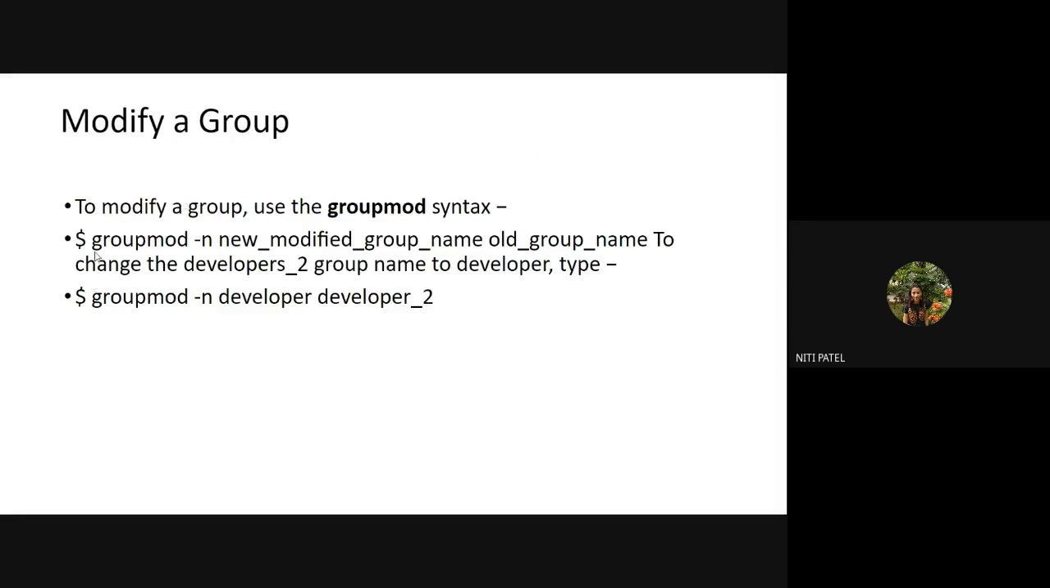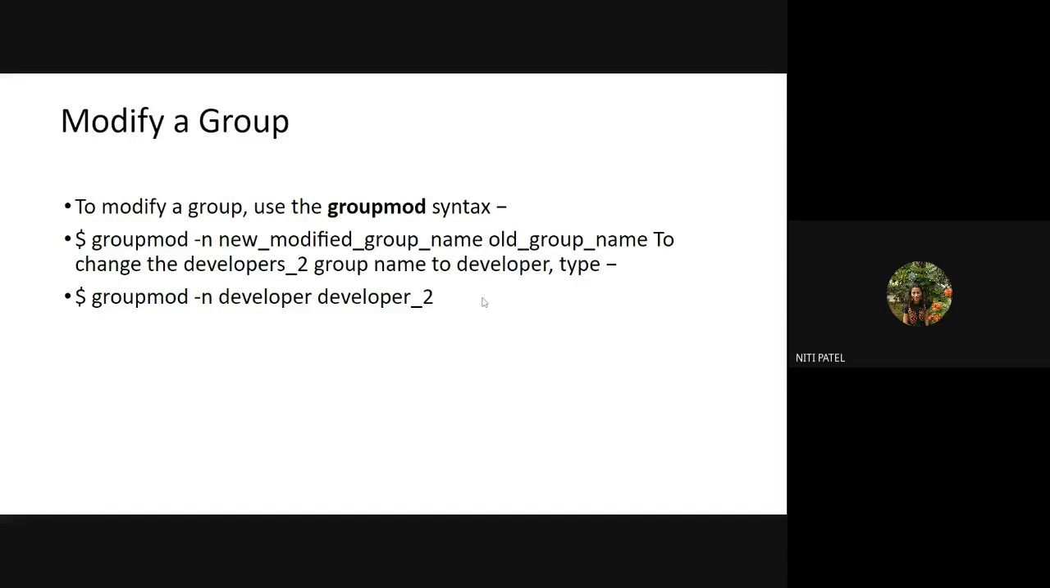So what I type is, again, I have used this $, that means a normal user is executing this command. groupmod -n new_group_name old_group_name. Okay, so first I mention my new name of a group. After that, I mention the old name of a group. So say suppose I have a group called developer2. Now I want to change the developer2 group name to developer, which means what? I have a group which has a name called developer2. Now I want to change it to a new name called developer.